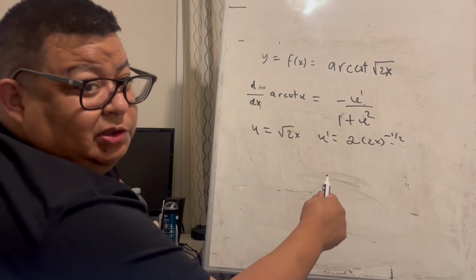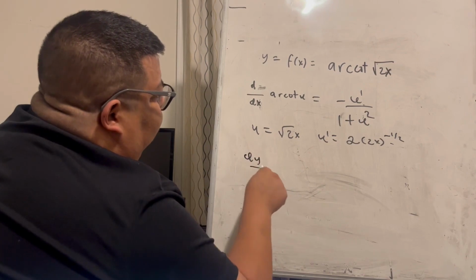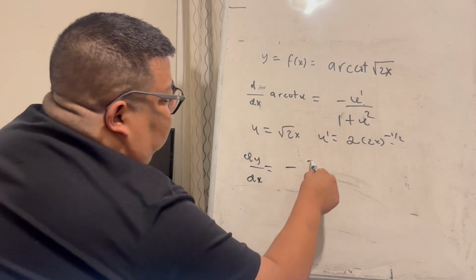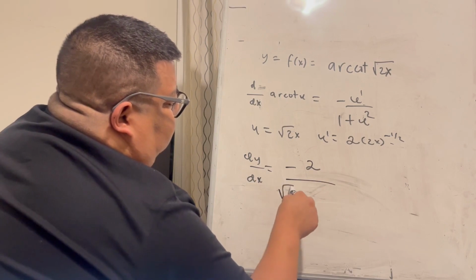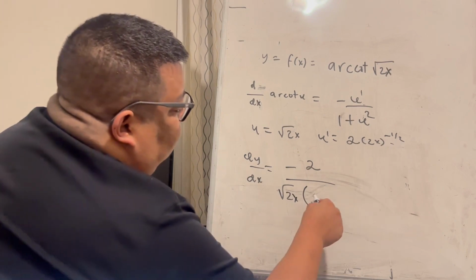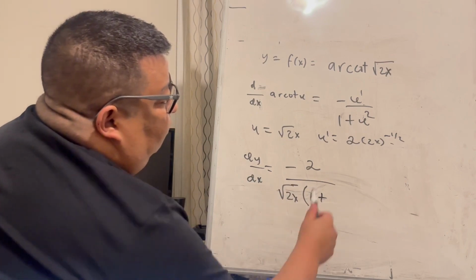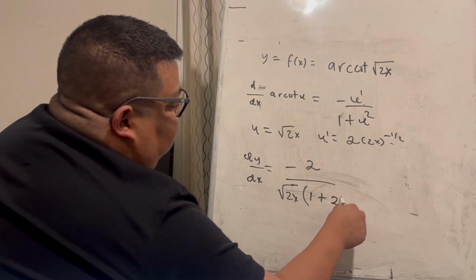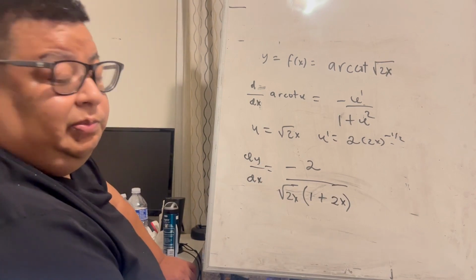Okay, now in these two pieces, what we have to do is plug them in here. So it's going to be equal to dy/dx is equal to negative 2, and then we bring down this to the bottom, which is equal to square root of 2x, parentheses, 1 plus u squared, that's this one, so u squared is going to equal 2x, and that should be our final answer.